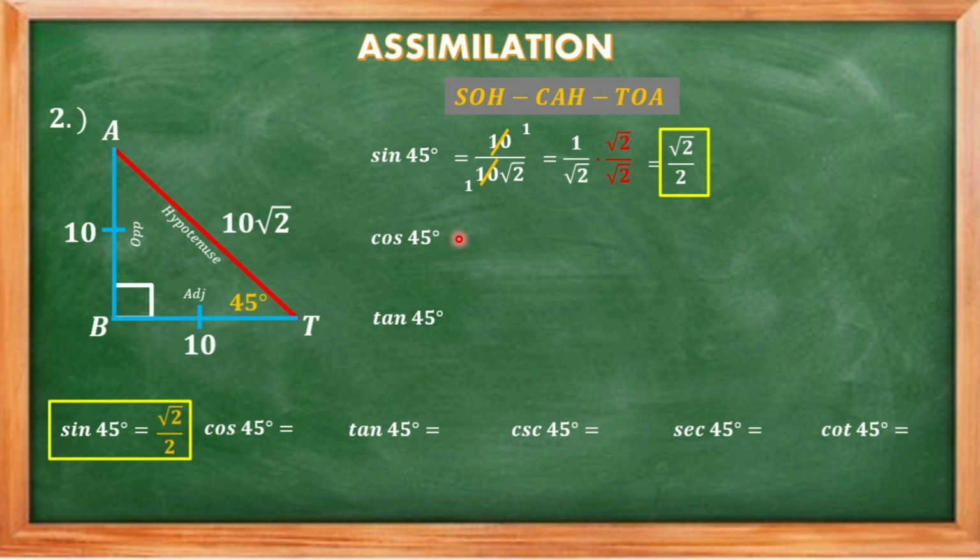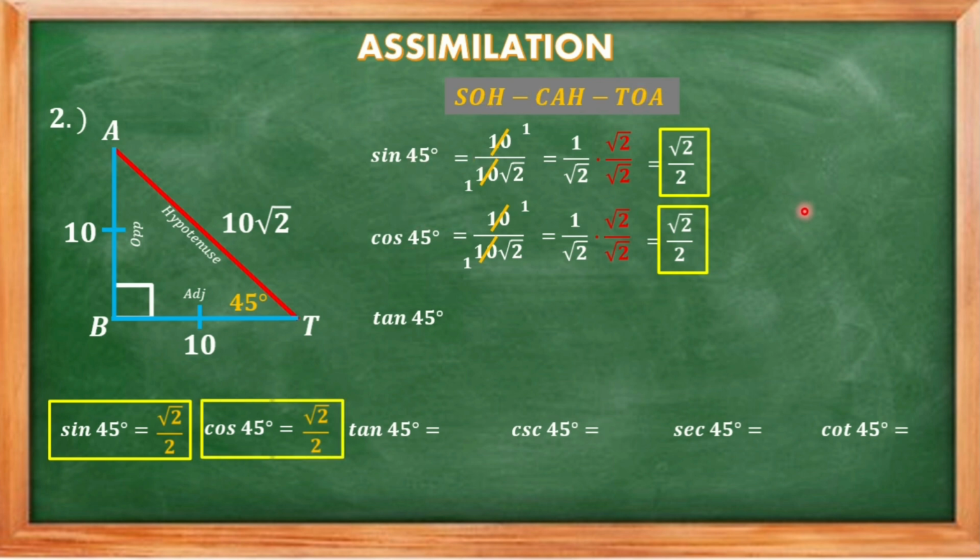For cosine 45 degrees naman, we will use CAH, adjacent over hypotenuse. So, ang adjacent natin ay 10, ang hypotenuse natin ay 10 times the square root of 2. So, as you can see, si sine and cosine ay magkatulad lang po. Kaya, same answer din sila. Yan. Pagdating sa 45-45-90 ha, si sine and cosine, pati yung reciprocal niya ay magkatulad lang yung sagot nila.